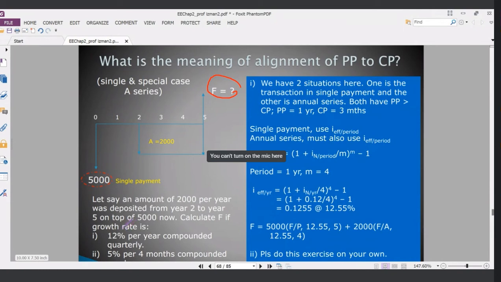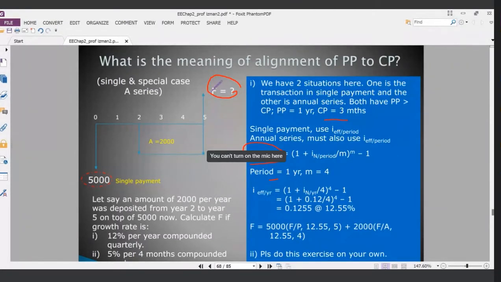to you 12% of interest per year compounded quarterly. All right. So if the situation is compounding more than once a year, you need to determine the I effective. So I effective for a period of 1 year and the CP is 3 months, instead of 12%, the I effective is 12.55%.